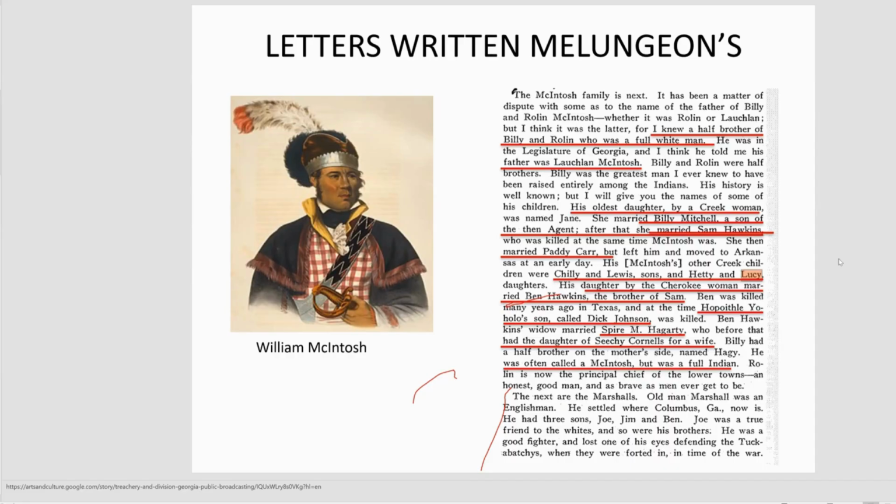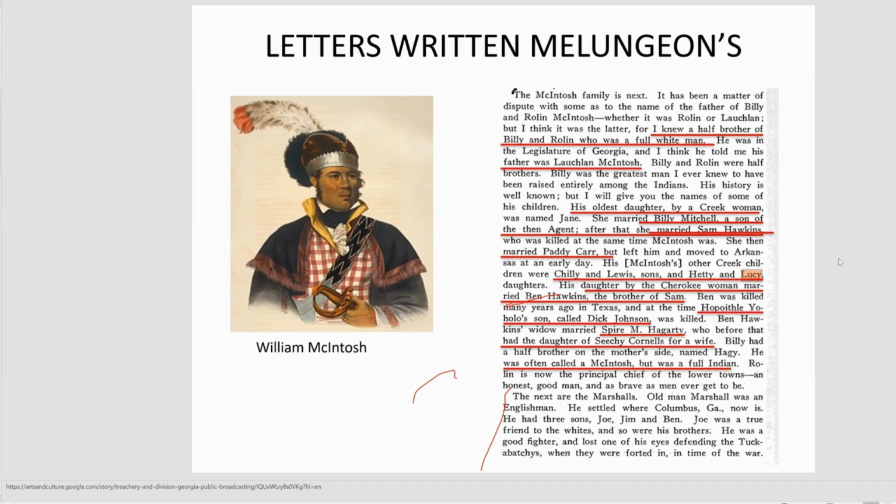So in this particular story, he's writing, I knew a half brother of Billy Rowland, who was a full white man. He was in the legislature of Georgia. He told me his father was Lakeland McIntosh. Okay, so I need to find me a tree with Lakeland McIntosh, and I need to see it with all his children.